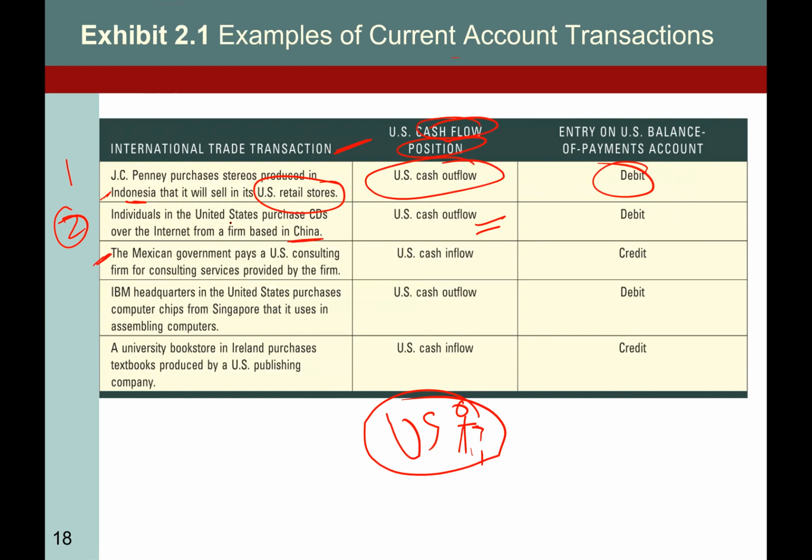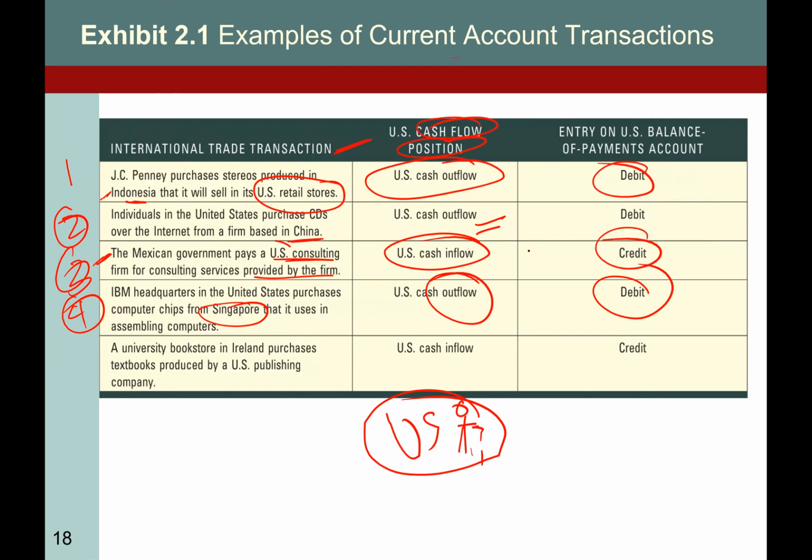And now, the Mexican government pays a US consulting firm for consulting services provided. The US receives the money from the Mexican government. It means US cash inflow. IBM headquarters in the United States purchases computer chips from Singapore that it uses in assembling computers. You purchase from Singapore, it means the dollars are going to Singapore. Cash outflow, outflow debit, inflow credit. Your sales increase, credit.